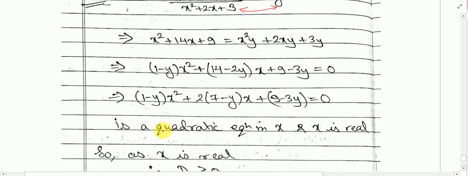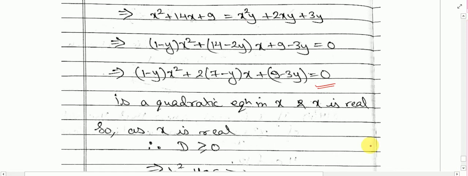Once you got this, as we know that x is real, this is a quadratic equation in x. And you know that for a quadratic equation, if x is real, that means the discriminant will be greater than or equal to 0. So as x is real, the discriminant will be greater than or equal to 0. Here the discriminant is b square minus 4ac. So here this is a, this is b, this is c.